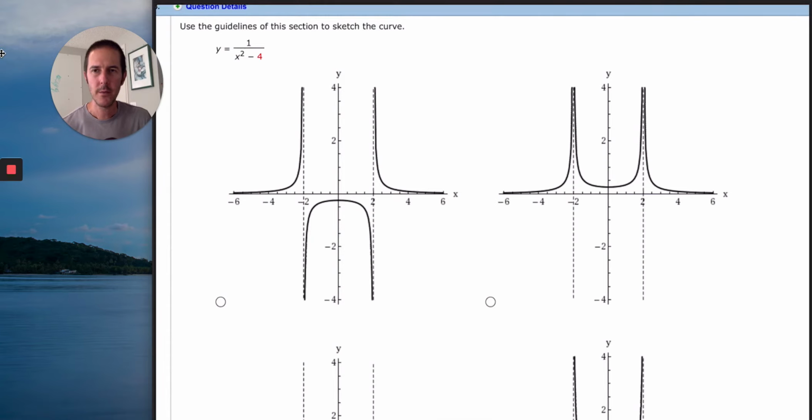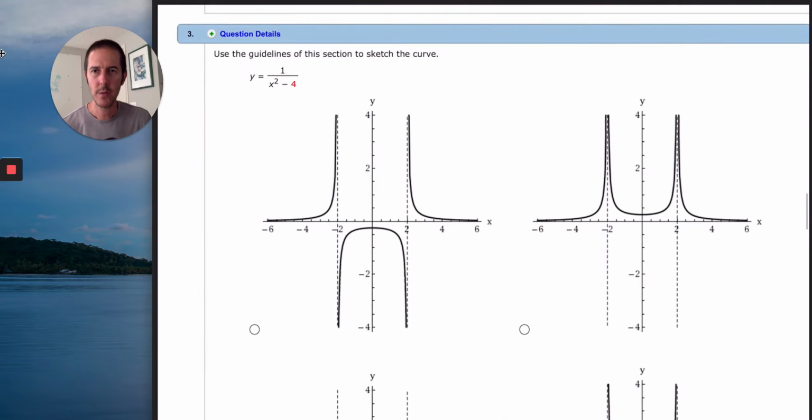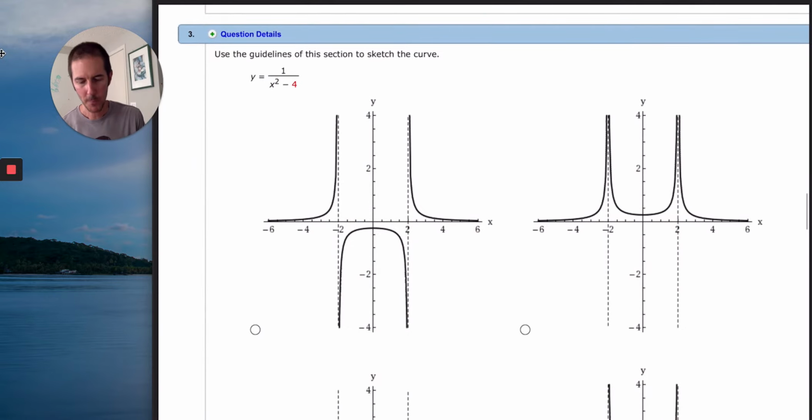I'm looking at this equation. This equation is very similar to the previous equation, except you're going to have two x values which cause your denominator to equal 0, which means you're going to have two vertical asymptotes, as we're seeing in these graphs, at plus or minus 2.